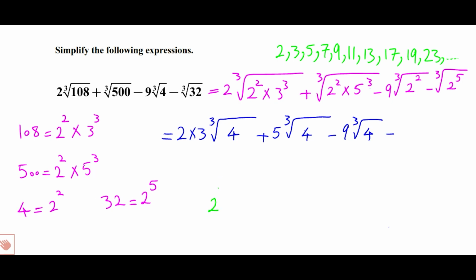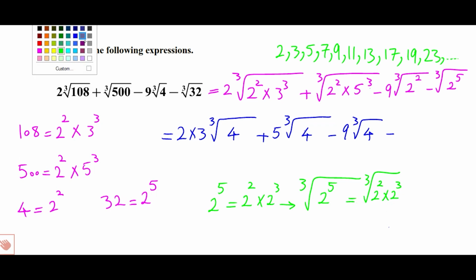Minus 2 to the power of 5 is equal 2 squared times 2 cubed. Okay? So the cube root of 2 to the power of 5 is equal the cube root of 2 squared times 2 cubed. So 2 cubed comes out from inside the radical. So we have minus 2 times the cube root of 2 squared is 4.